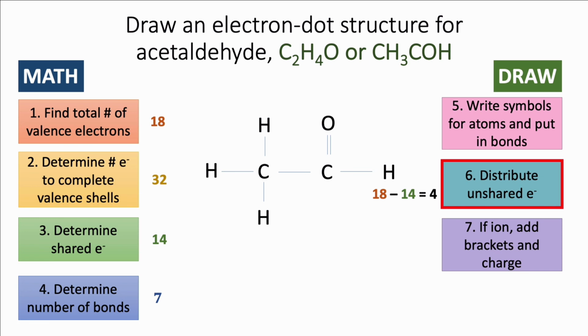Now we get to distribute our unshared electrons. We started with 18 electrons. We used 14 of them so far, so we have 4 left. So we're going to put them around the oxygen, which is the only thing that does not yet have 8 electrons. So we're going to put them here. And this is not an ion, so that's where it stops.